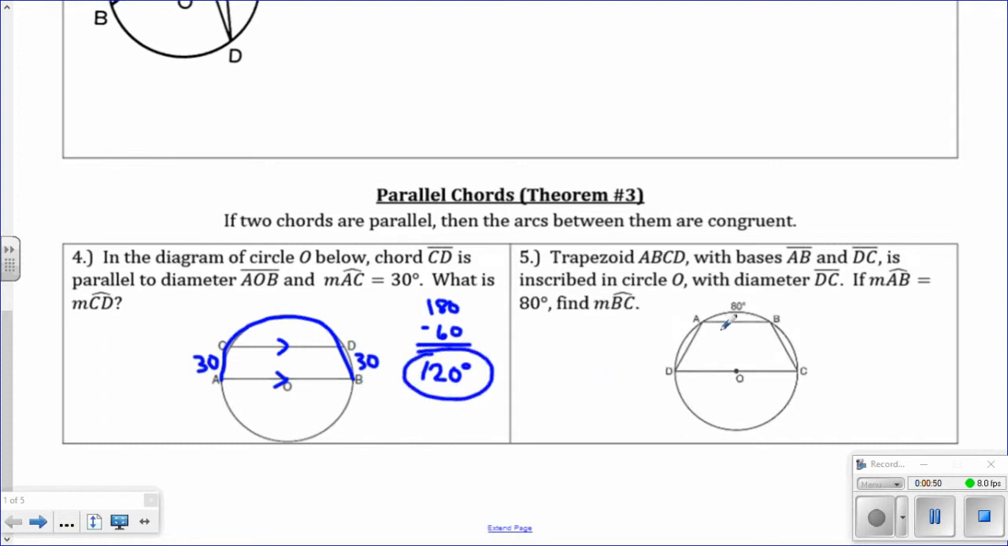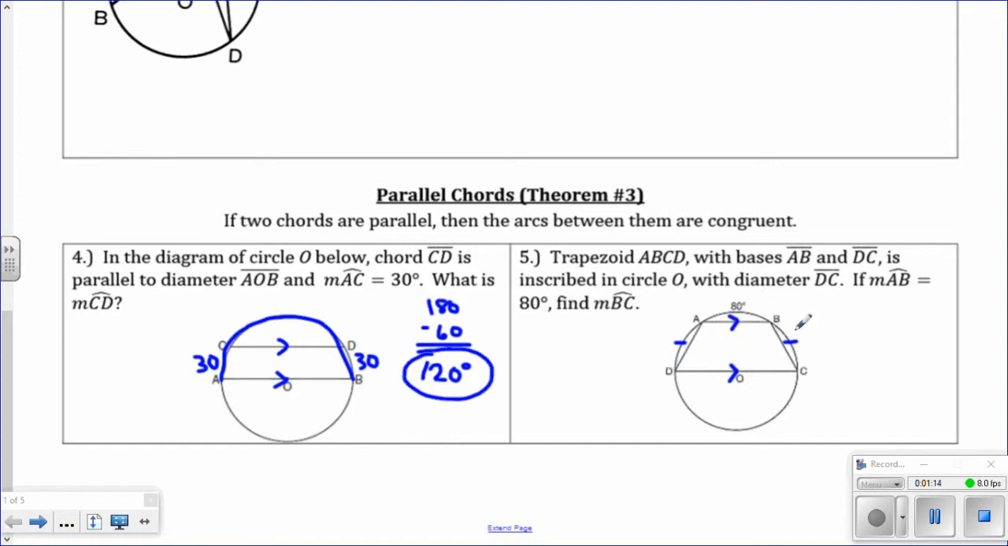Next problem, we have a trapezoid, and even though it doesn't say that those two chords are parallel, we know that in a trapezoid the bases are parallel, so AB and DC are parallel. It's inscribed in circle O with diameter DC, so again the diameter is splitting the circle in half. If arc AB is 80 degrees, we have to find arc BC. Well, if we have two parallel chords, the arcs between them are congruent.